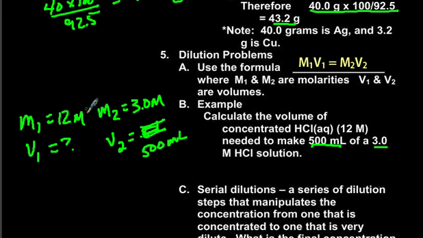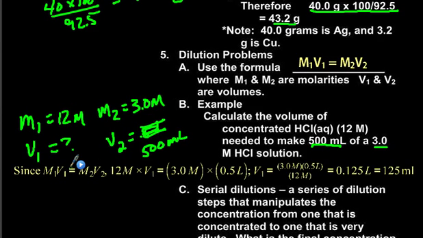Well, how does this work? M1V1 equals M2V2. So we multiply those two and divide by the 12. We get this: 12 molar times V1 equals M2 times V2. Or V1 equals 3.0 molar times 0.5 liters over 12 molar, or 0.125 liters or 125 milliliters. Now, this could have been 500 the entire time, and we would have got the same thing.